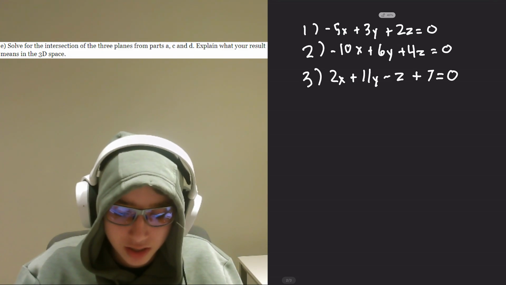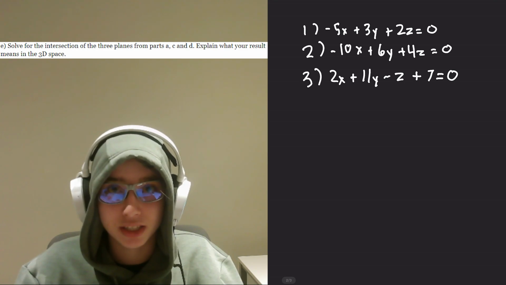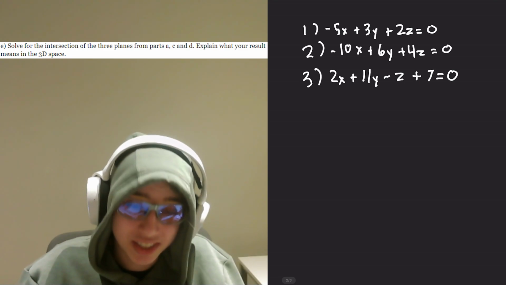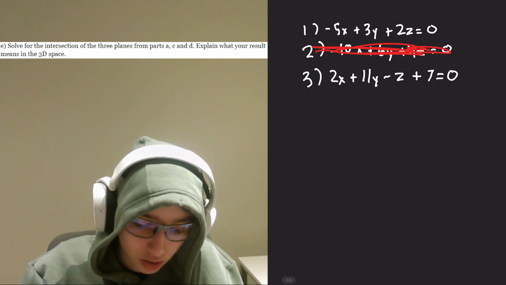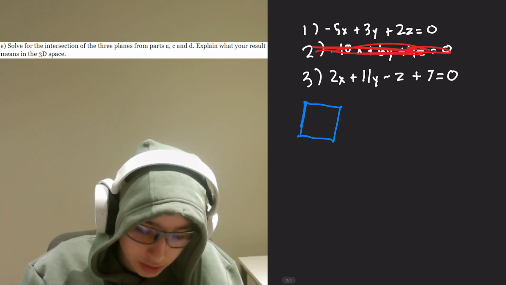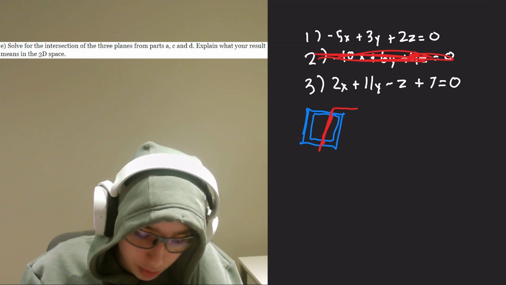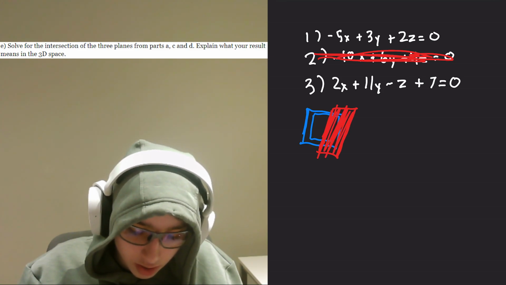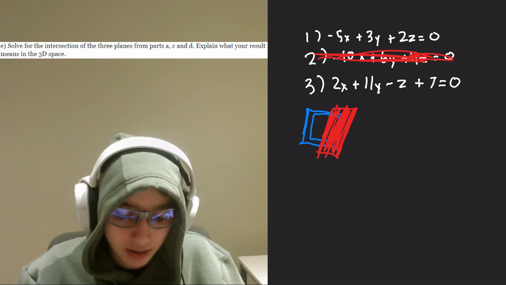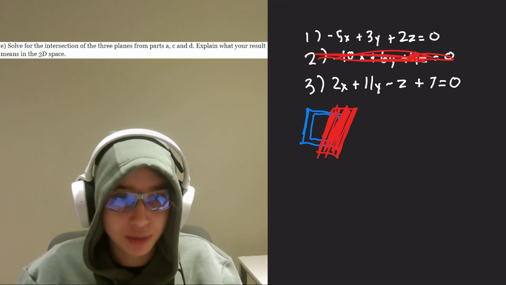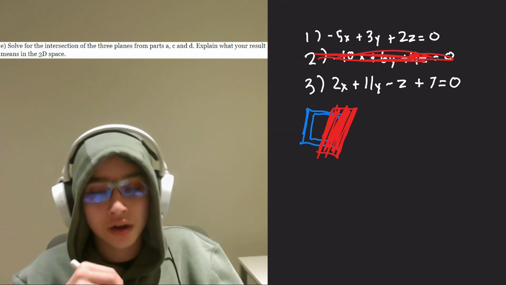And what this means is it turns this question from an intersection of three planes into an intersection of two. So essentially, what we can just do here is completely cross out number 2. Maybe I can make a drawing to visualize this. We have two planes right here, and we have one going right in between them both. There's not a third plane anywhere because the first two are essentially the same plane. So this just turns from a 3-plane intersection question to a 2-plane intersection question. Now this makes it a lot easier for us to solve.